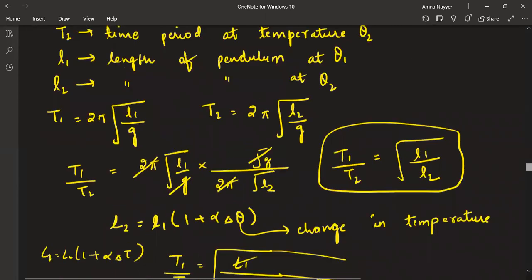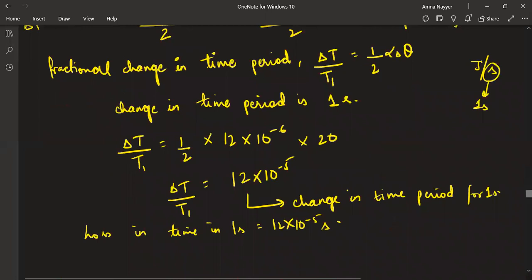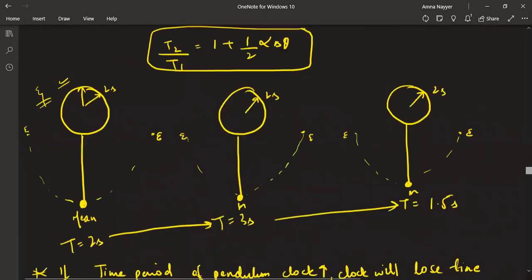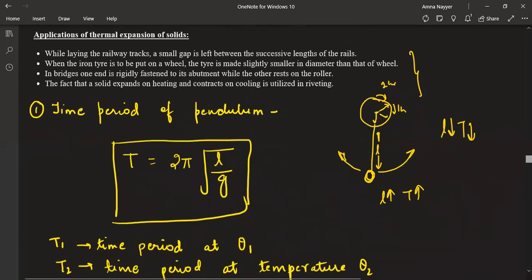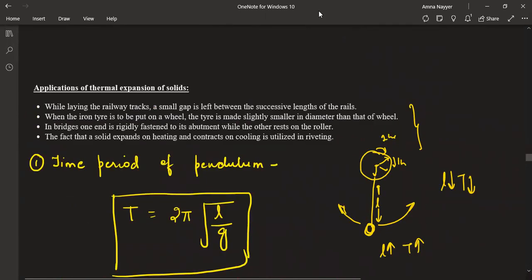Then there's the derivation and calculation part, which you do not have to perform. Do one thing, note that part down, then I'll tell you the rest of it. Just note this down and remember the time-length relationship.